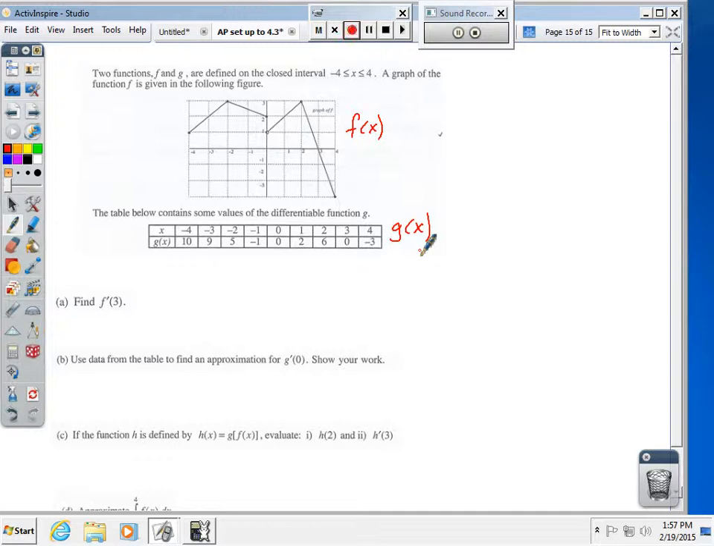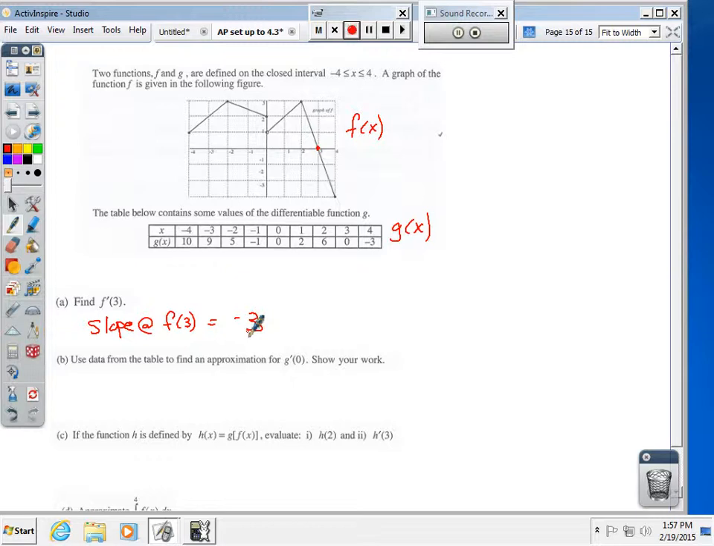So that's just looking at the slope at f of 3. So we go over to the graph here. It's linear, so the slope there is going to be down 1, 2, 3, over to the right 1, so the slope is -3. Part A. Part B, use the data from the table to approximate the slope.